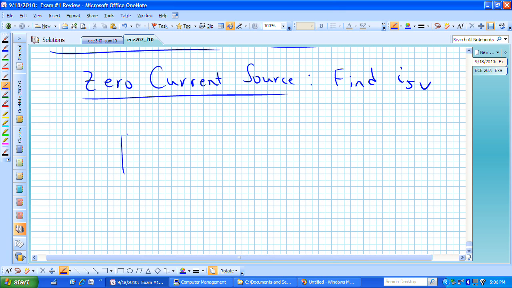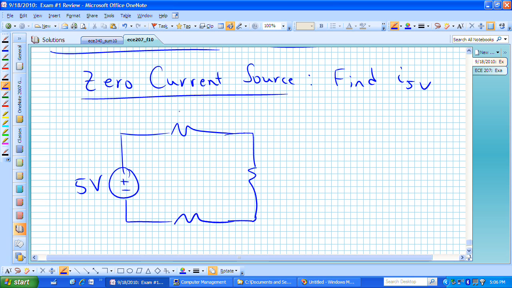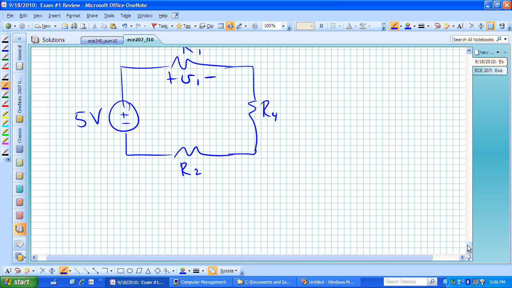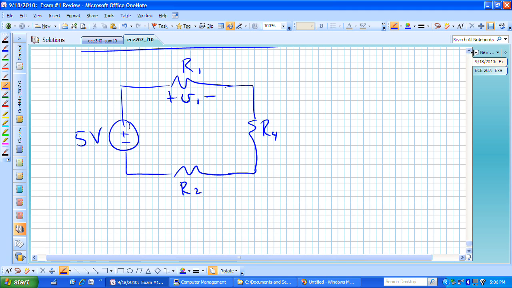Redrawing the circuit, here is our 5-volt voltage source. We have R1, R sub 4, R sub 2. Here's our V1 that's used in the definition of our dependent voltage source, which is over here, of 4V1. We then have R sub 6. We have R sub 5.